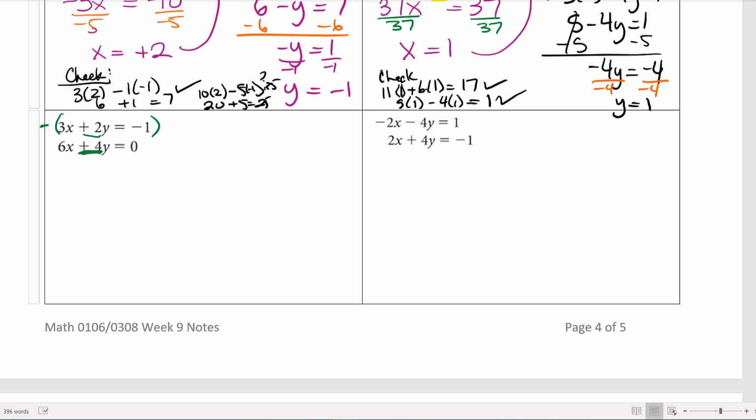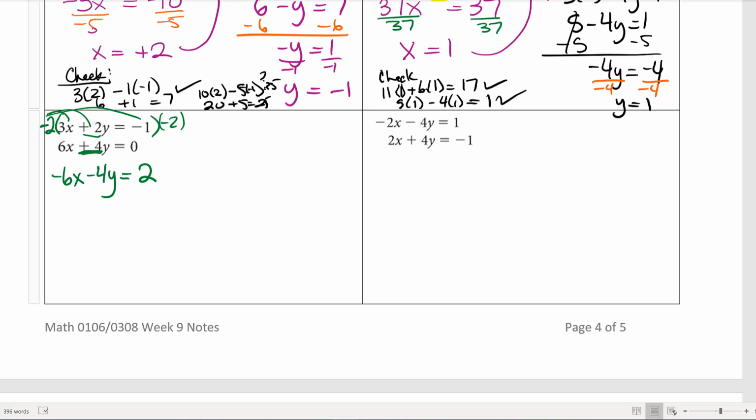In order to make a 2 into a 4, I'm going to multiply it by 2. So I multiply by negative 2. Go ahead and multiply that all the way across, even to the other side, okay? Negative 2 times 3 is negative 6x. Negative 2 times negative 2 is negative 4y. Negative 2 times negative 1 is positive 2.